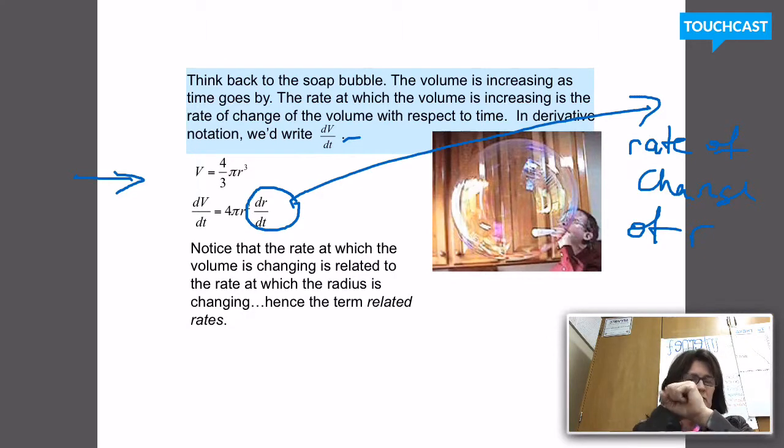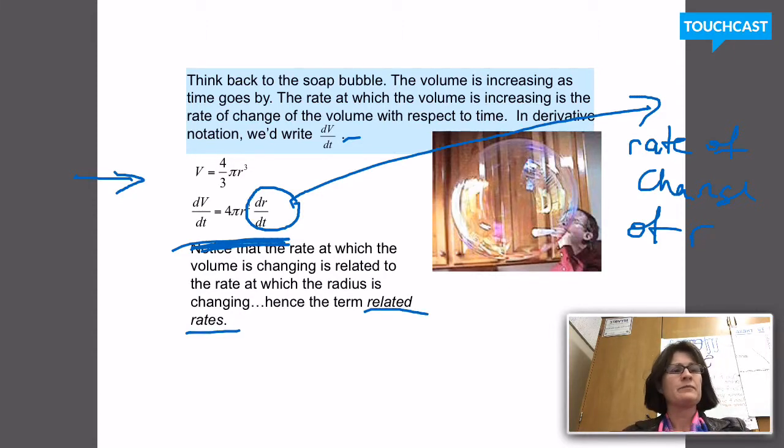Think about somebody starting a balloon like here, and they're going to blow it up. The volume is definitely increasing, but look, so is the radius. And it's interesting to note that how fast the volume is increasing is related, because I can see they're related in this equation, to how fast the radius is increasing. So that's how we get this term related rates for the problems that we're going to be working on.